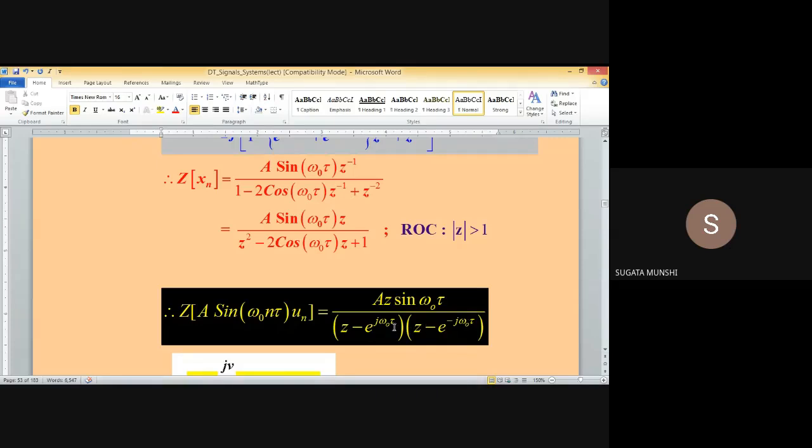So in this case, where will the poles be located? The magnitude of each of the poles is 1, and the argument is omega 0 tau here and minus omega 0 tau there. So 1 times e to the power plus minus j omega 0 tau. Those are the locations of the complex conjugate pair of poles.